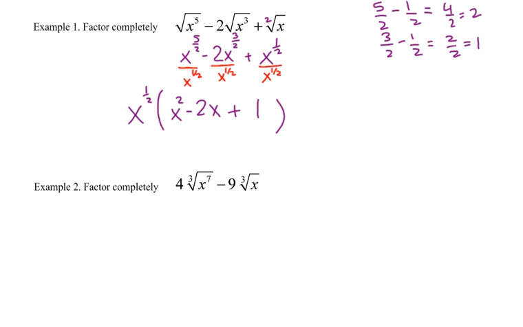Two numbers that multiply to positive 1 and add to negative 2. Simple trinomial. It's negative 1 and negative 1. Negative 1 times negative 1 is positive 1, and negative 1 plus negative 1 is negative 2. Simple trinomial, right?